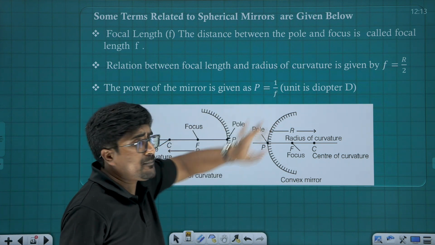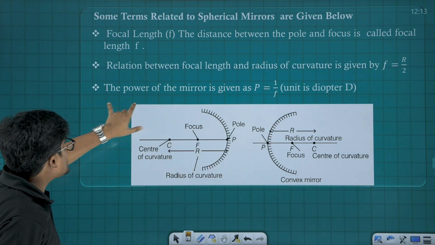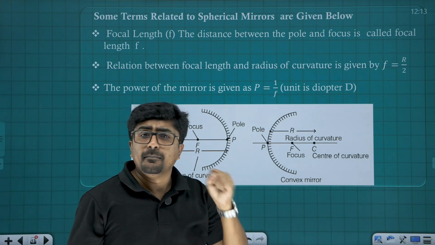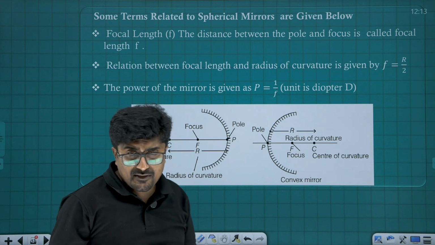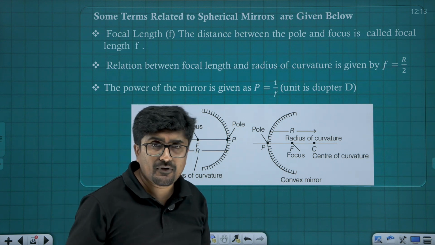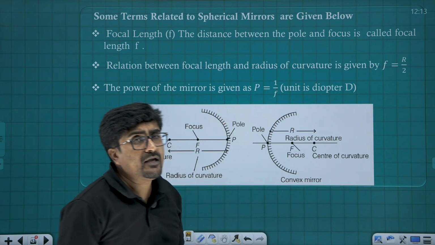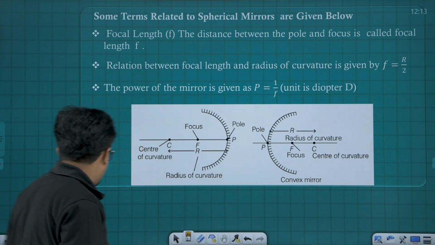Next is the relationship between F and R: F is equal to R by 2, that is the relation. And the last one is the power of a mirror. If we have a spherical reflecting surface with focal length F, then the power is P equal to 1 by F. That is the relation.